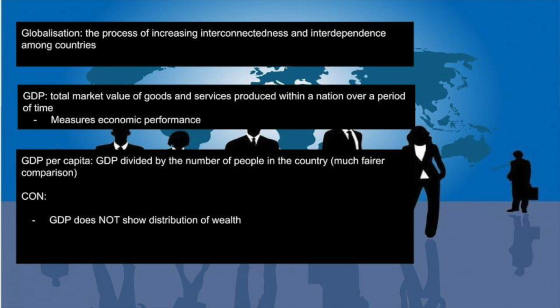Another thing you need to know is about GDP per capita, and this is just the GDP divided by the number of people in a country, and it's a much fairer comparison of a country's economic output. A con of GDP is that it doesn't show distribution of wealth. For example, a country can have a high GDP, but only because there's loads of people, whereas if you divide it by the amount of people, it shows everyone's average net worth or income.